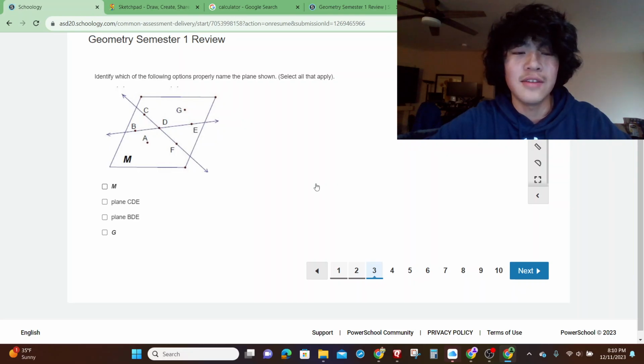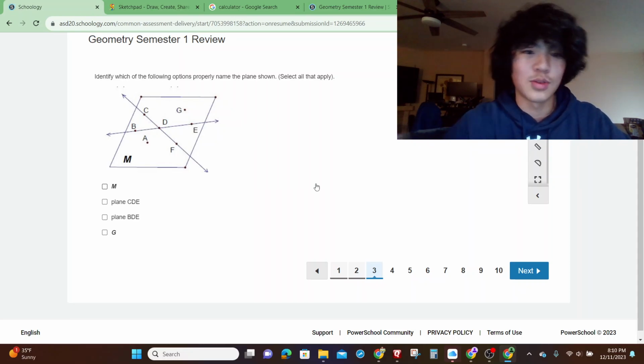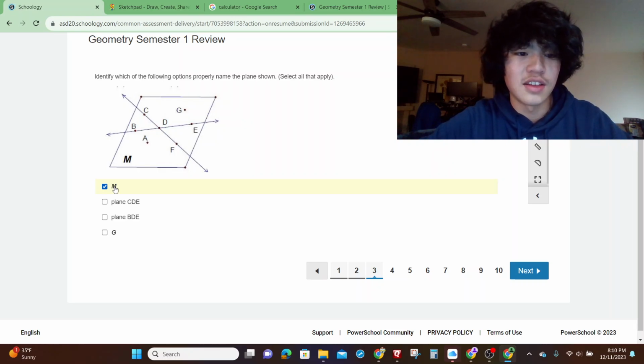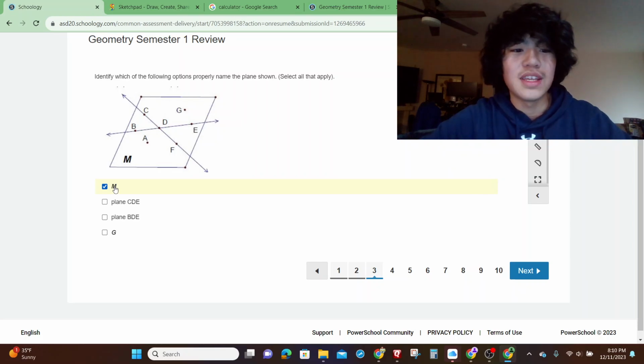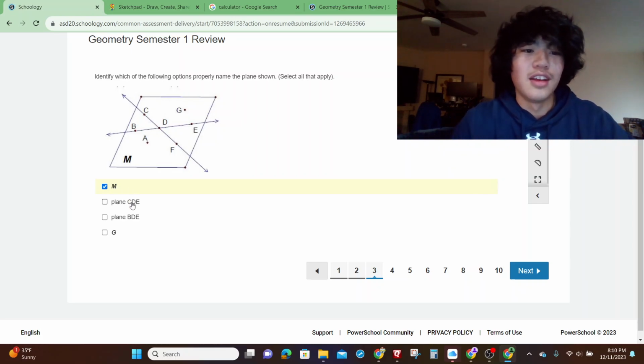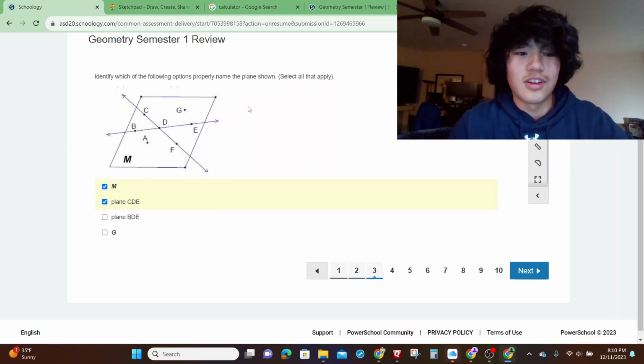Alright, let's move on to question number 3. This one says, identify which of the following options properly names the plane shown. So, we already know that there's a plane, and the plane's name is M. So we already have one of them, M. And the other option we have to choose, let's look. It would be plane CDE, as the lines intersect the plane right there and right there on both sides, see?